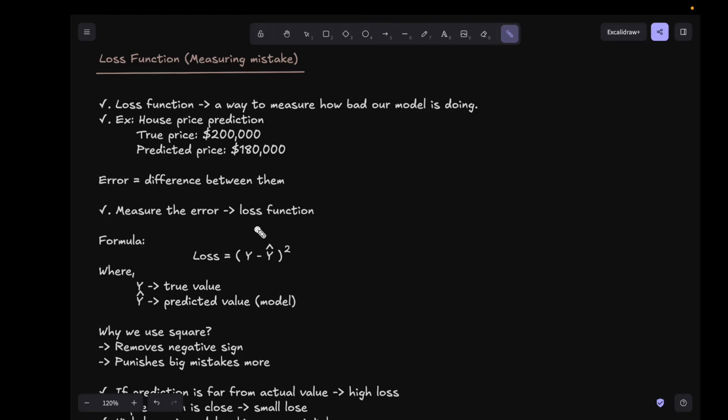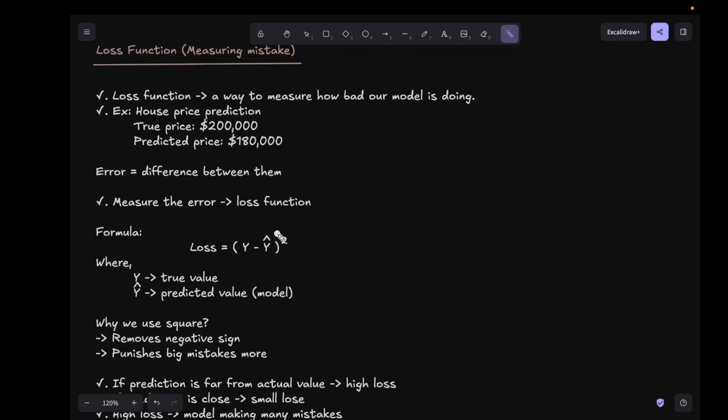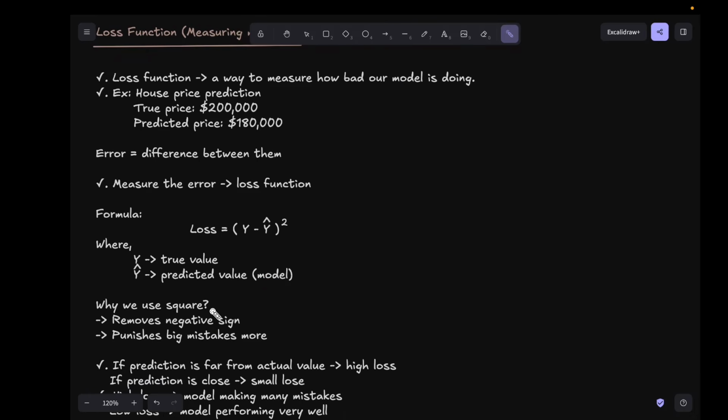So the formula is: loss equals (y minus y cap) whole square, where y is the true value, the true price of the house, and y cap is the predicted value, which is predicted by the model. Why do we use the square? We use the square because it removes the negative sign and punishes the big mistakes more.